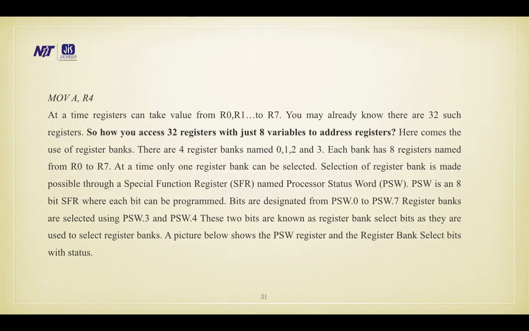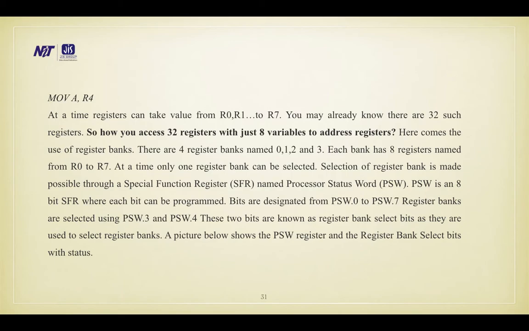MOV A, R4. At a time, a register can take values from R0, R1 to R7. You may already know there are 32 such registers. So how can you access 32 registers with just 8-bit variables to address registers? Here comes the use of register banks. There are 4 register banks: 0, 1, 2 and 3.